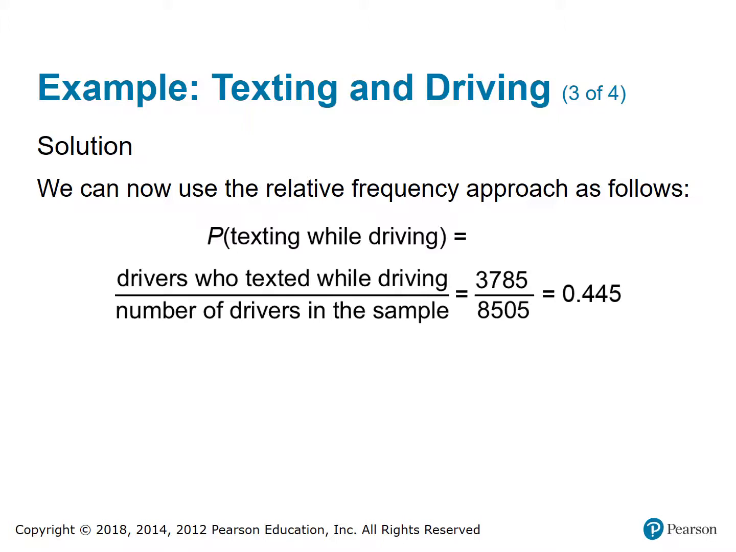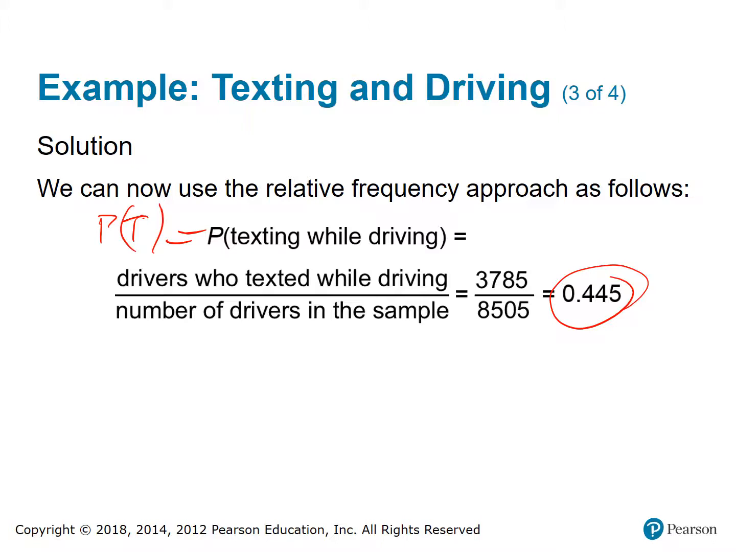All right. And so after this, we use the relative frequency approach, not the classical approach, as follows. The probability of texting while driving, which again we use the letter T, is drivers who texted while driving divided by the number of drivers in the sample. And when you run that calculation, you find that the probability of finding a random high schooler texted while driving in the past 30 days was about 44.5%, or 0.445.